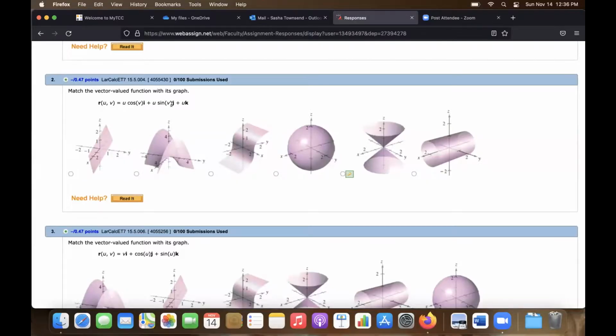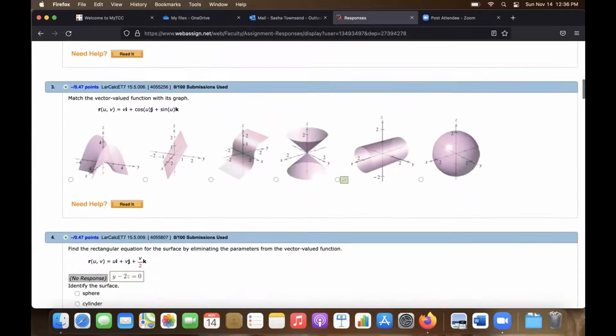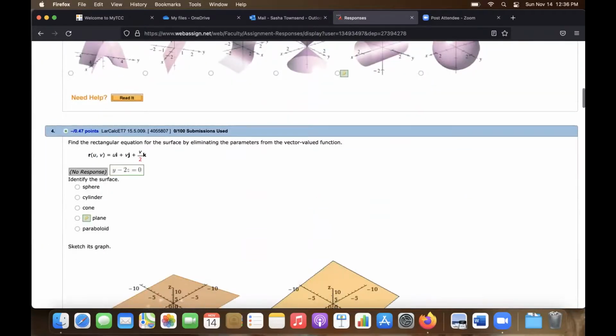So for this first one, we have u times cosine of v times i hat plus u times sine of v times j hat plus u times k hat. That turned out to be our elliptic cone. That's our answer. This one, y squared plus z squared was equal to 1, and x was free to be anything. And that is that graph. Notice they've got the x-axis going off to the left to make it easier to draw.